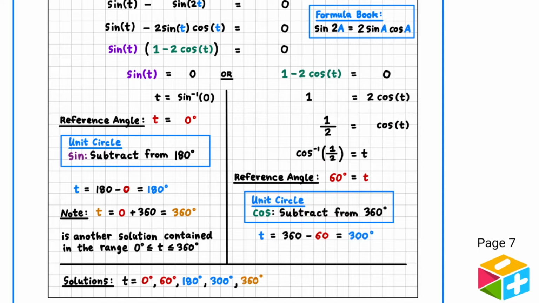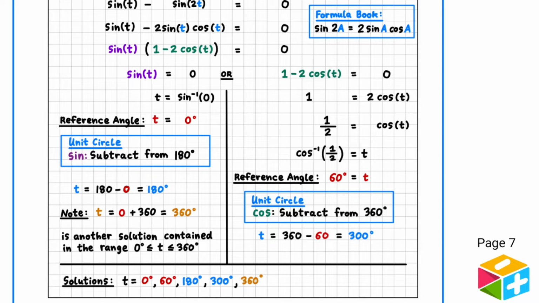We can use our calculator to find cos inverse of 1 over 2. This will come out as 60 degrees. So the reference angle here is t equals 60. Again, we'll have to use our unit circle knowledge to find a second angle. Whenever you have an equation involving cos, the second angle is obtained by subtracting the reference angle from 360. Here, the reference angle is 60, so we get 360 minus 60, which is 300.